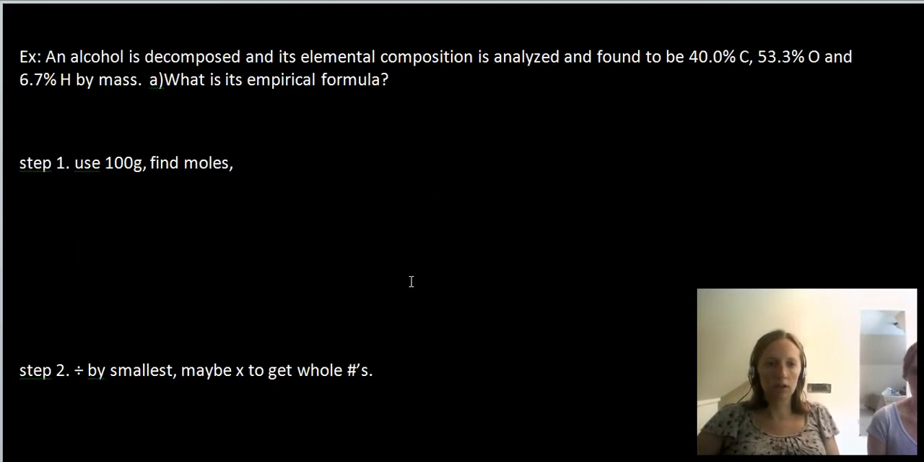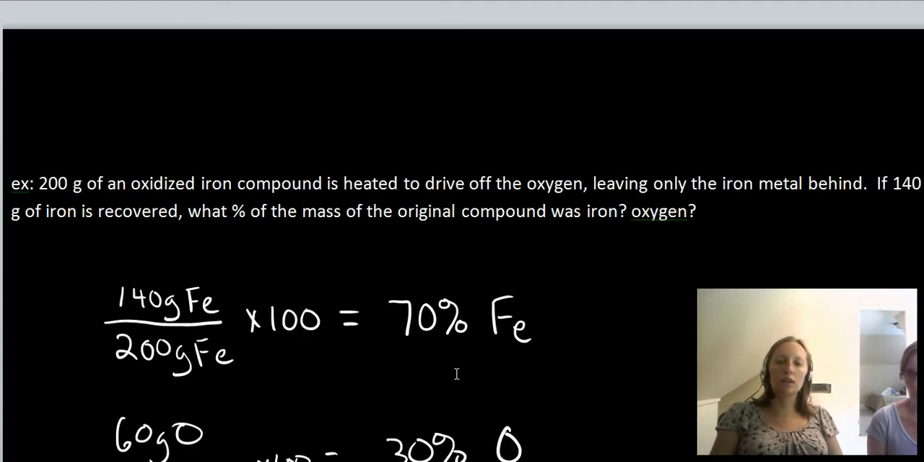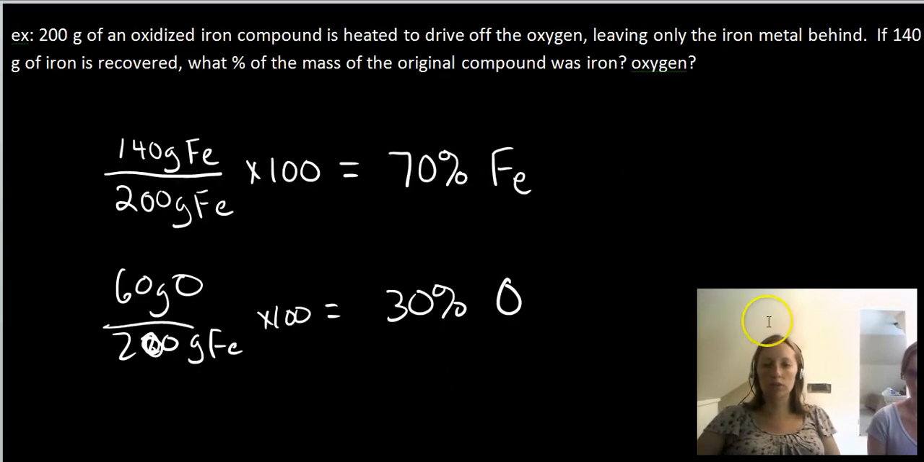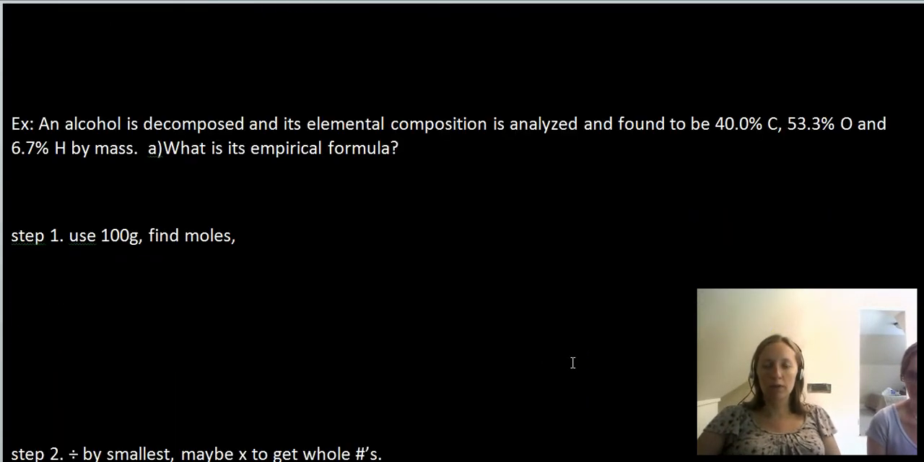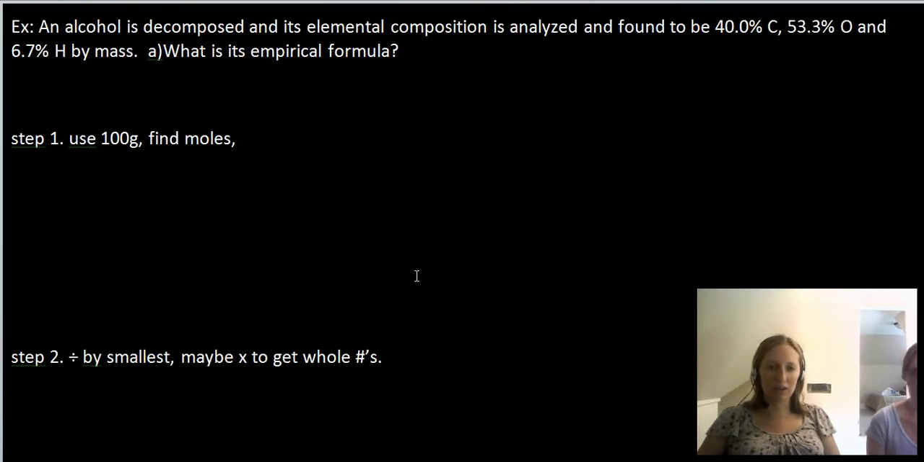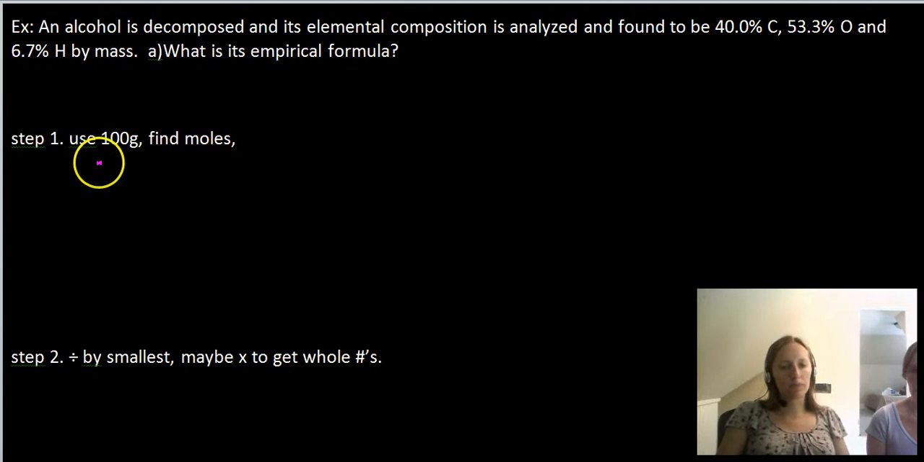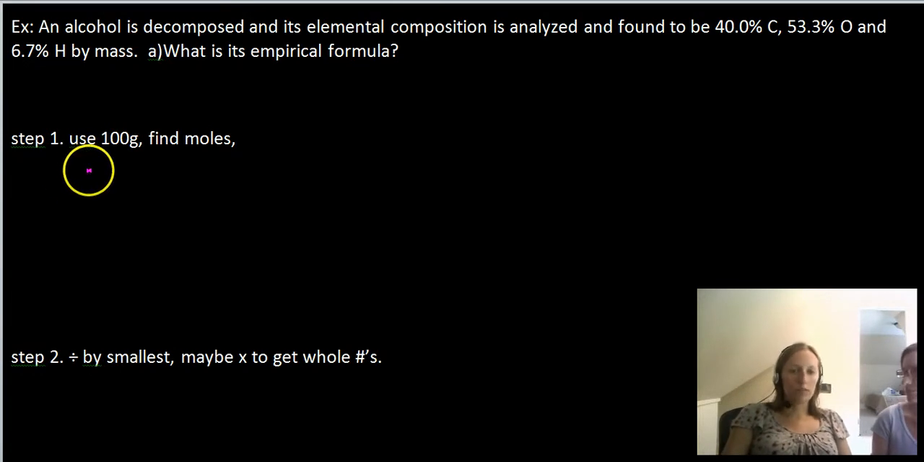All right. An alcohol is decomposed and its elemental composition is analyzed and found to be, scrolling up, 40% carbon, 53% oxygen, and 6.7% hydrogen by mass. What is the empirical formula? All right. That's a good question. Your first step is to take those percentages and just pretend that they're grams. Because frankly, a 100 gram sample is really easy to do math with.